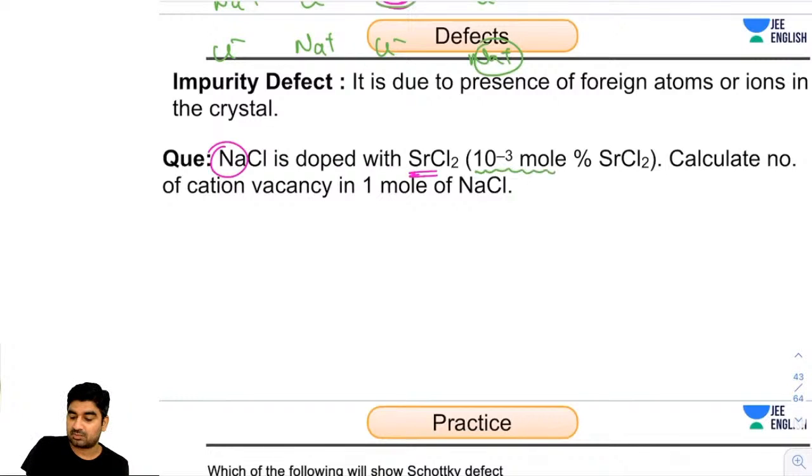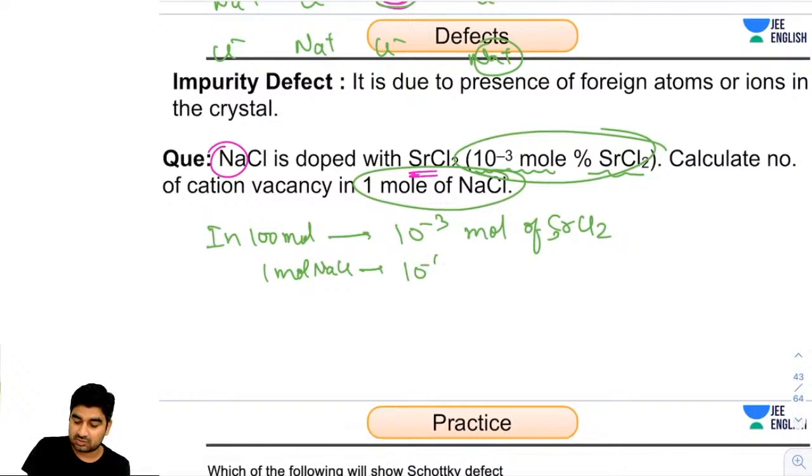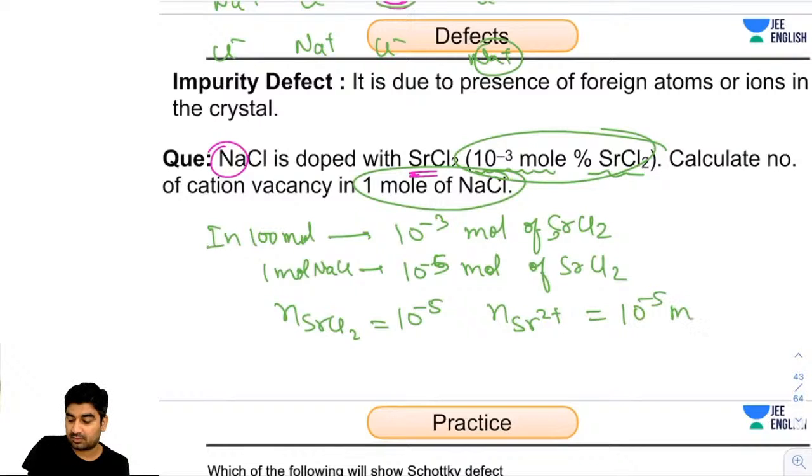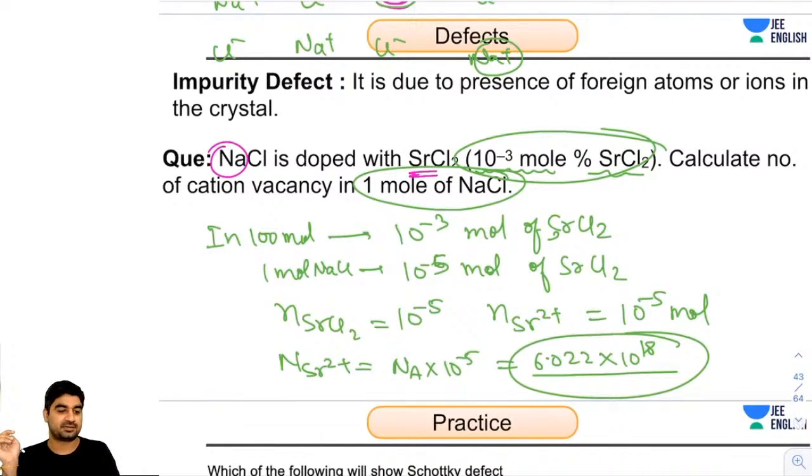So 10 raised to the power minus 3 mole percent of strontium chloride. If I am taking 1 mole, so in 100 mole, 10 raised to the power minus 3 mole of strontium chloride is present, because it says mole percent. So 1 mole of NaCl will contain 10 raised to the power minus 5 mole of strontium chloride, sorry, minus 5. So the mole of strontium will be 10 raised to the power minus 5 mole. So the number of cation vacancies will also be the same. Got it?